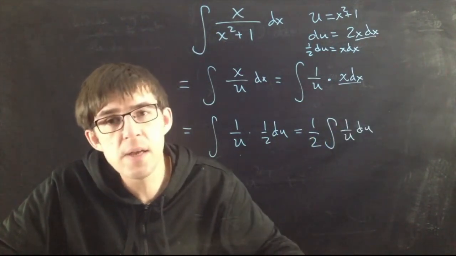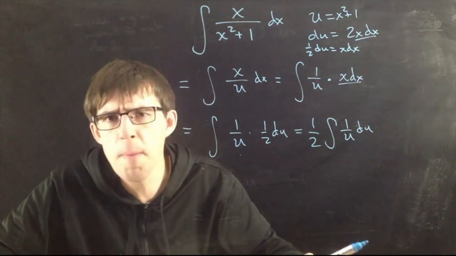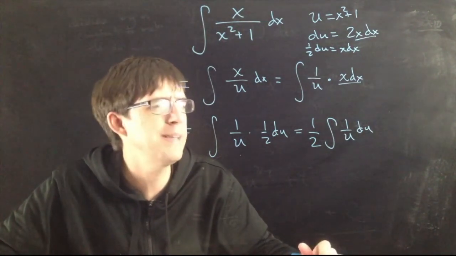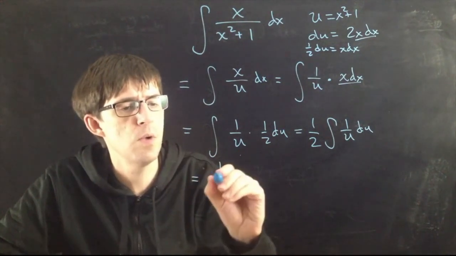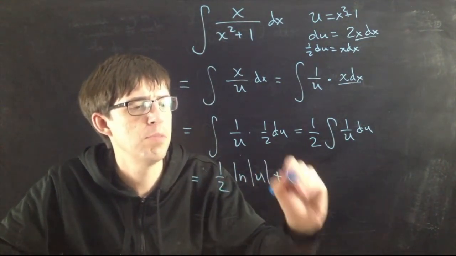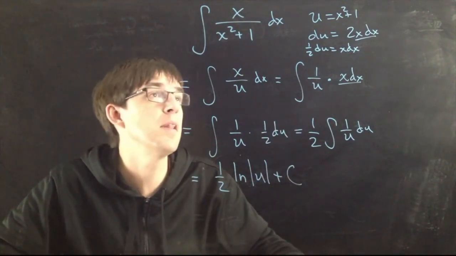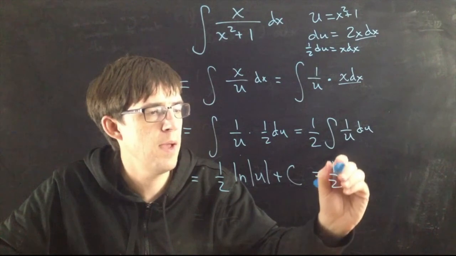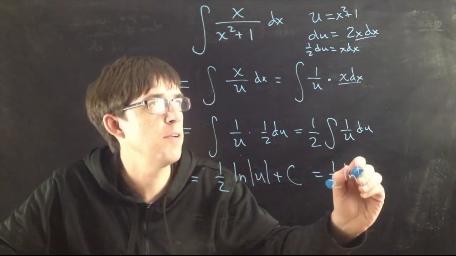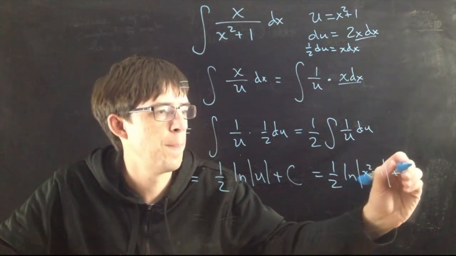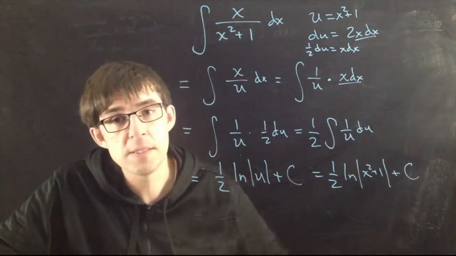And now the antiderivative of 1 over u. Do you remember? The antiderivative of 1 over u, antiderivative of 1 over x, it is the natural log. So this is 1/2 natural log, absolute value u, plus c. And then finally, the last step, which is always easy, you plug the x's back in. 1/2 natural log, absolute value of x squared plus 1, plus c. That's it.